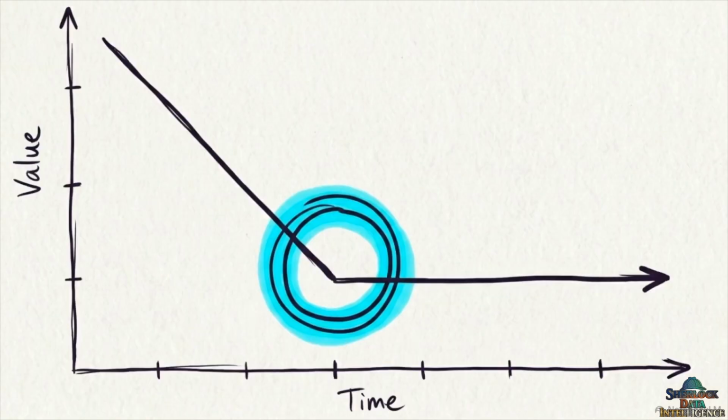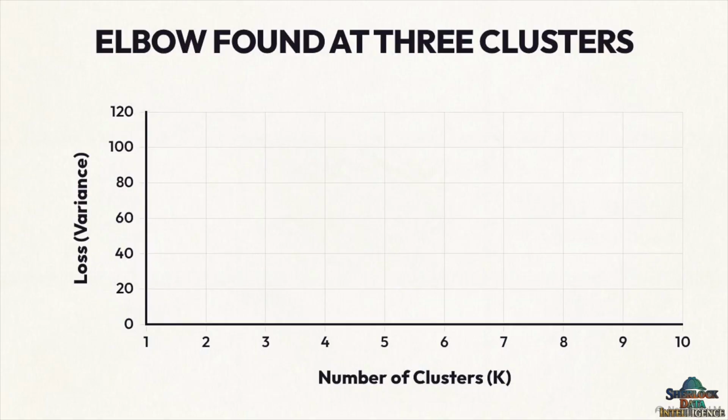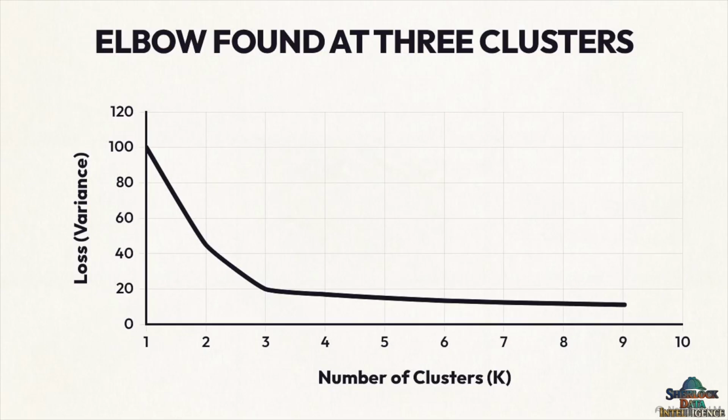To find the correct balance, we use the elbow method. This allows us to mathematically discover the natural number of groups hiding in a specific dataset. This graph plots the total variance, or loss, against the number of clusters. The line drops quickly at first, but at k equals 3, the benefit of adding more clusters begins leveling out. That bend, the elbow, reveals the most efficient number of groups.